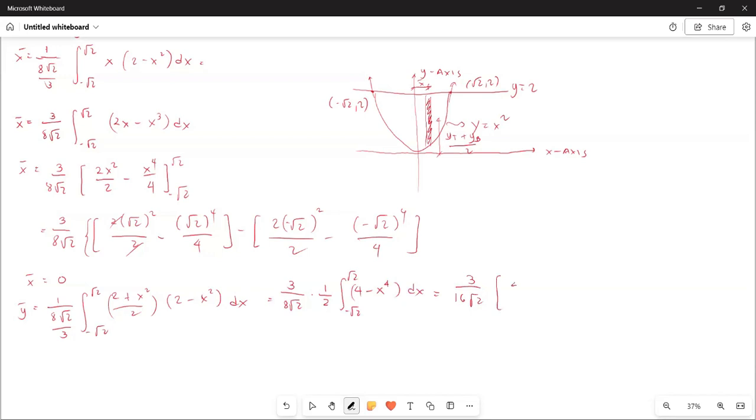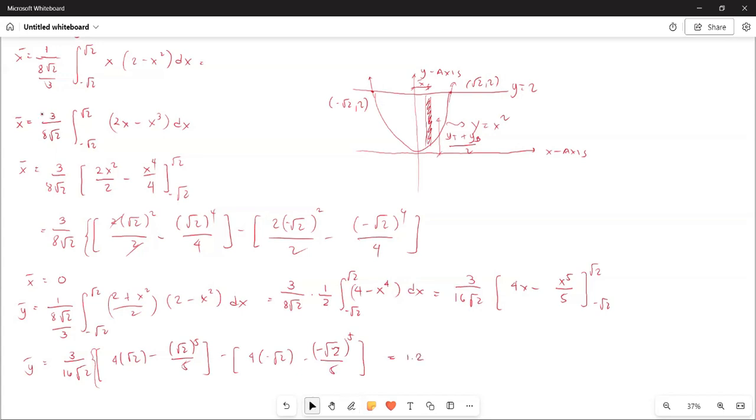4 dx is just 4x minus x raised to 5 over 5 from negative square root of 2, positive square root of 2. Okay, so upper and lower limit, yung upper limit natin is square root of 2. Okay, so 4 times square root of 2 minus square root of 2 raised to 5 over 5 minus lower limit natin ng 4, negative square root of 2 minus negative square root of 2 raised to 5 over 5. Ayan, so equals 1.2.